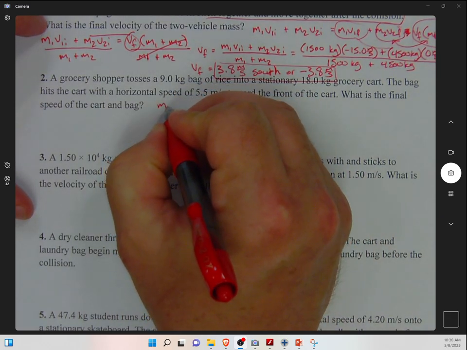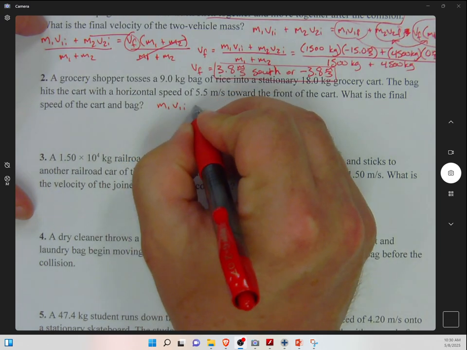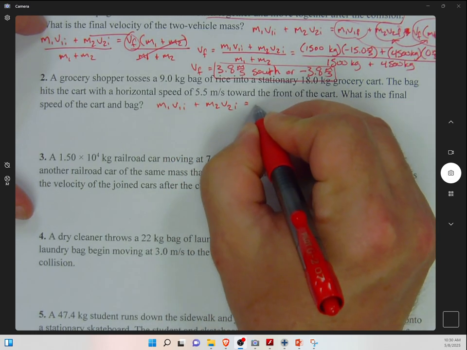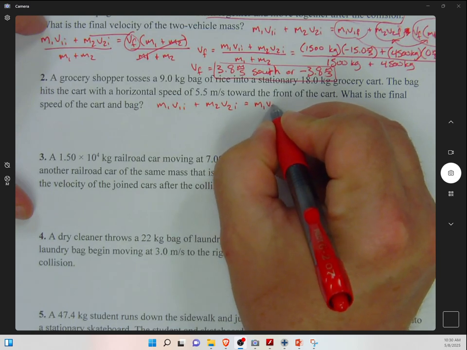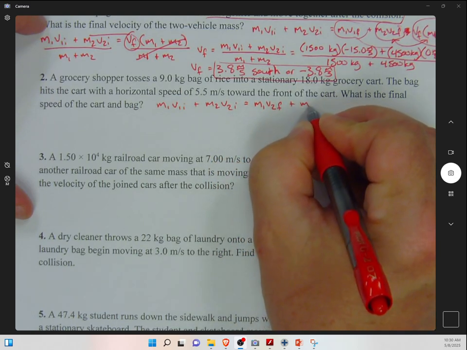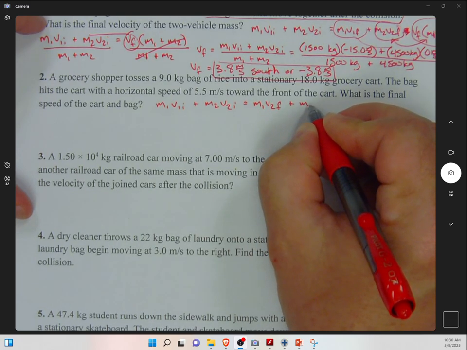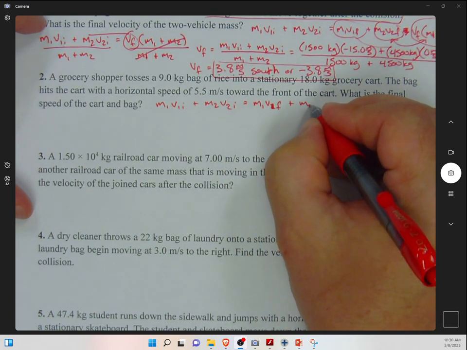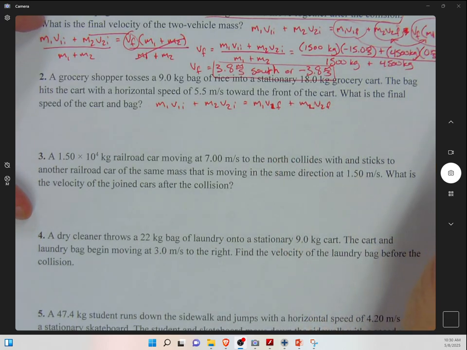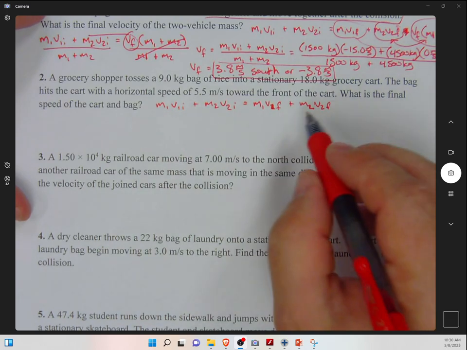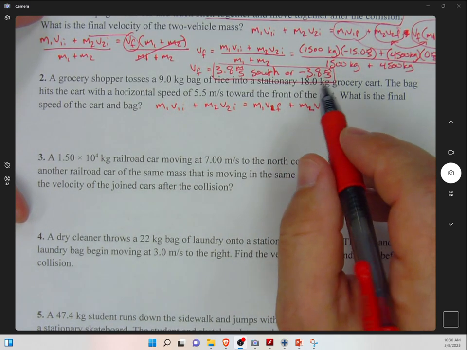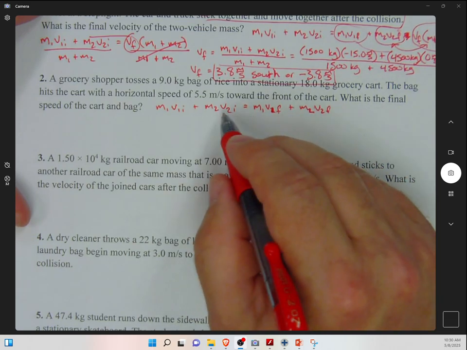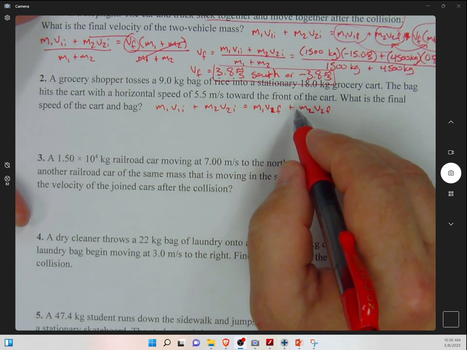Remember, our general equation for this situation is going to be... wait a minute. Why can't I get my notations right? So that's 2, 2. Okay, so this is our general equation, right? M1v1 plus M2v2 is going to be equivalent to the final. Initial is equal to final.